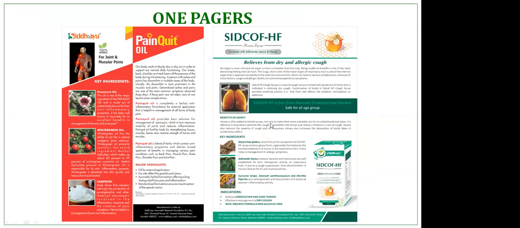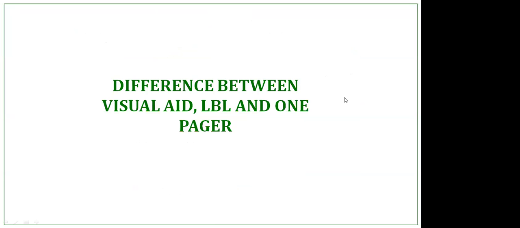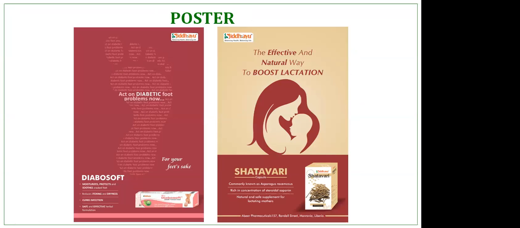So these are the first three literature, right? The next set of literature that we have is basically posters. Again, these are two specific posters. One is basically for diabetic foot. Diabetic patients have a lot of foot related problems, basically diabetic neuropathy. There is always dryness around it, itching and all those problems are there. Bacterial infections are way more in diabetic patients as far as the foot is concerned. And the other product is basically a galactagogue, which helps in improving lactation in females, right? So these are posters, right?